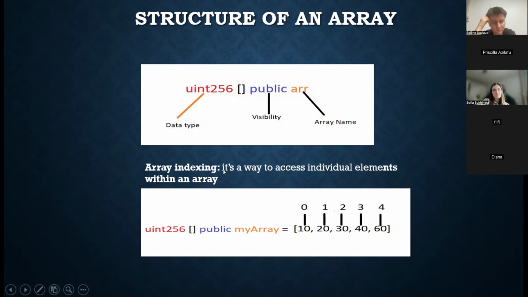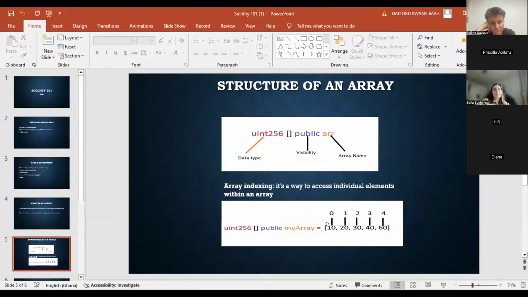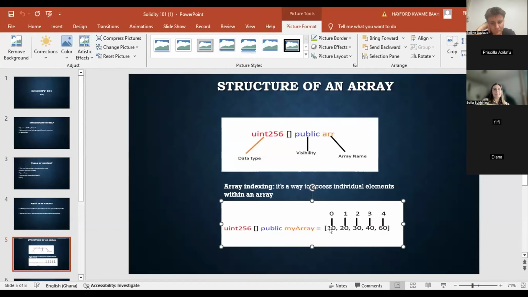Also with an array, there's something called array indexing. It's a way to access individual elements in an array. Let's take this array for example: uint256 public myArray is equal to 10, and so on. Can you see my pointer, please? Yes, yeah, pointer.